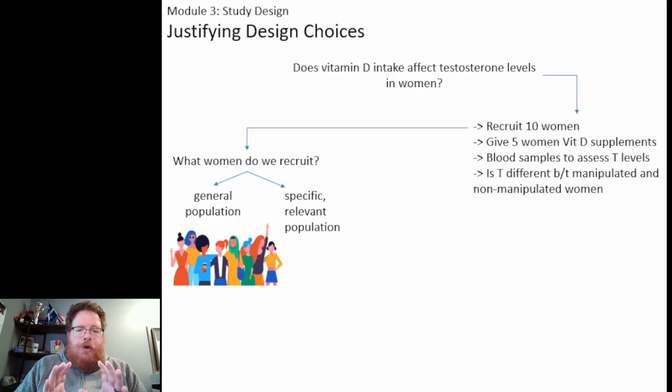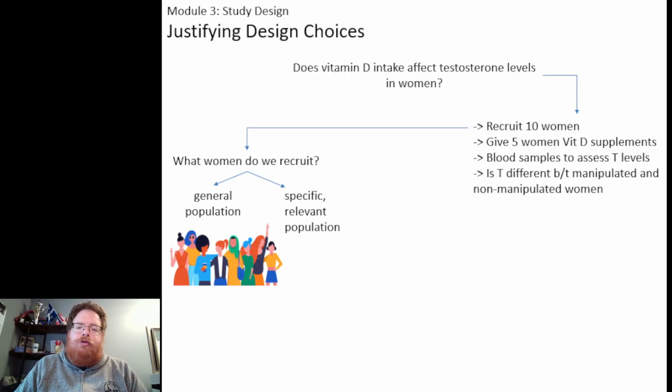So again, you have to be thinking about the general population as a default. I think if you just decide to work with the general population, you don't necessarily have to justify that decision. But sometimes it's worthwhile to focus your research efforts on a specific, more relevant subpopulation.